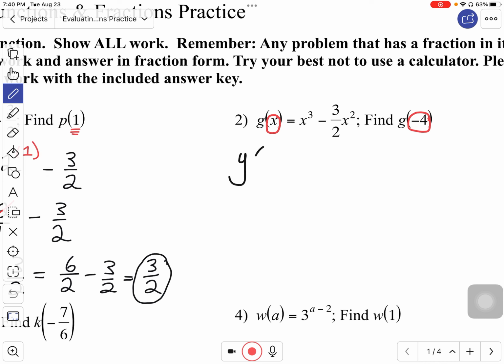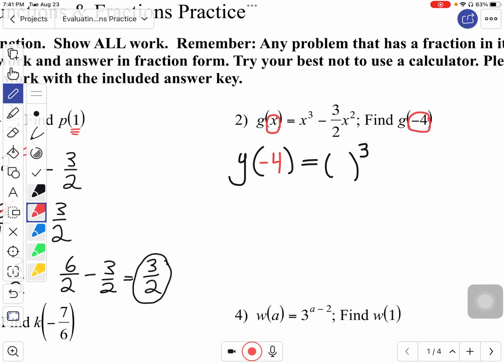So we have g of x, and where that x is supposed to go is a negative 4. And I'm going to go ahead now, and wherever I see an x, I can open up my blank there. So I have x to the third. So blank to the third. And in that blank right there, it should be negative 4.